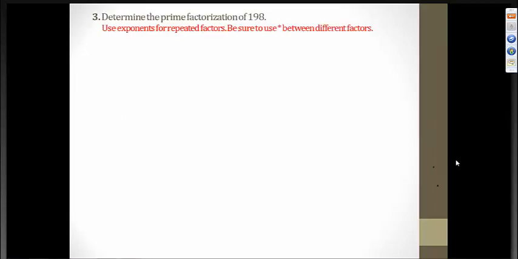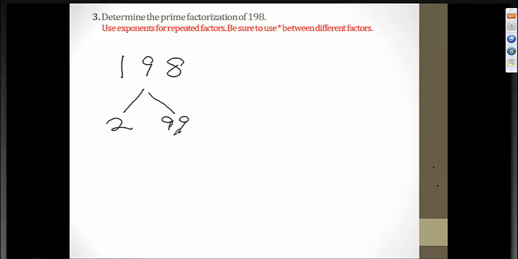Okay, now we have to do the prime factorization of 198. Prime factorization means I can only use prime numbers as factors of the given number. And we have a couple of different ways. Most people use something called the factor tree. First thing, 198. Now I need two numbers that when multiplied will give me 198. 2 is the obvious choice because it's an even number. And 99 would be the other choice because 2 times 99 is 198.